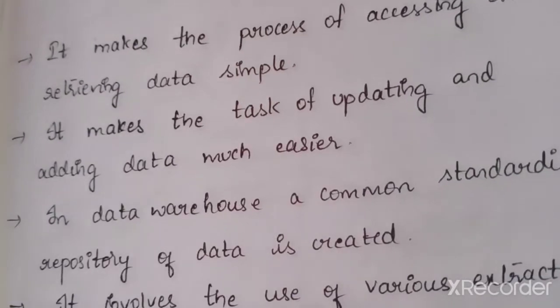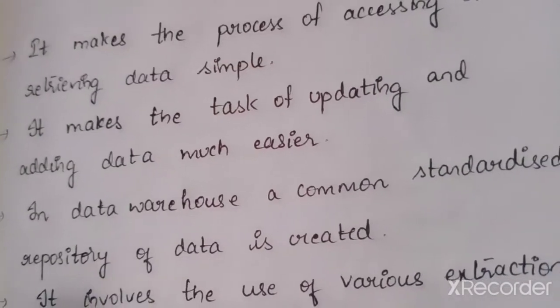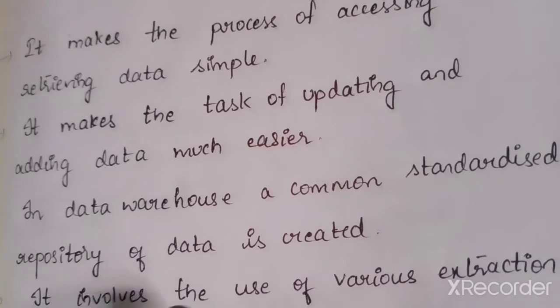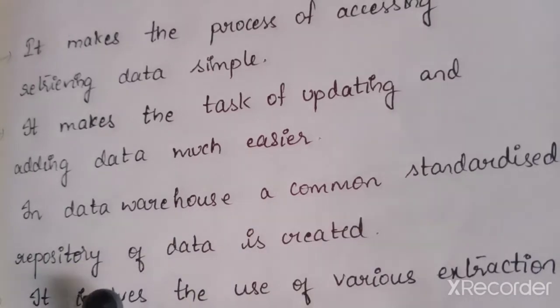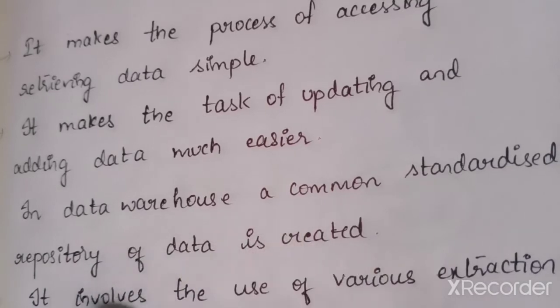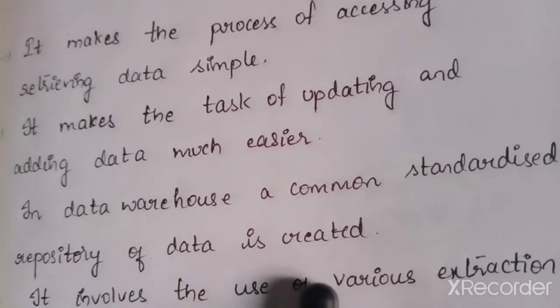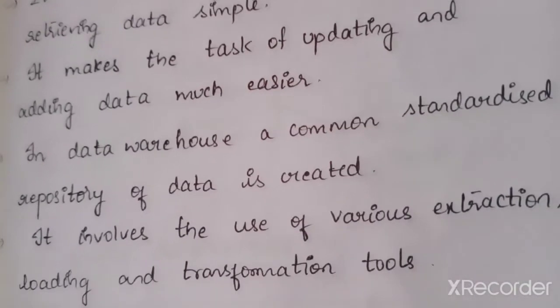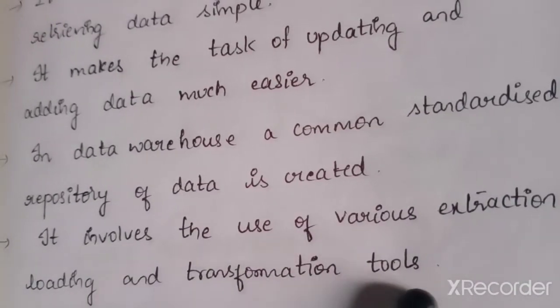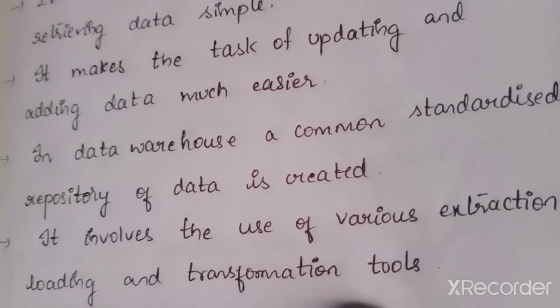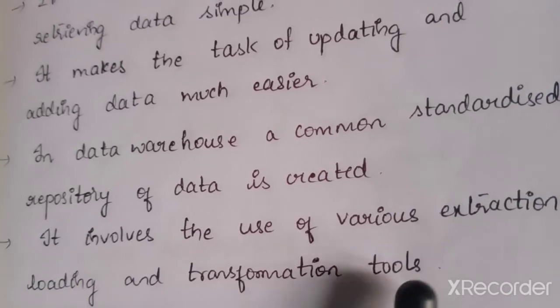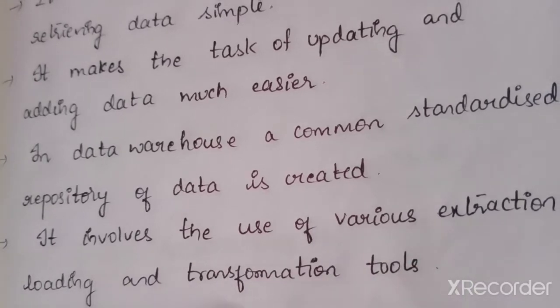Then in a data warehouse, a common standardized repository of data is created. That means the data is extracted from different sources, which is in different forms. That data is going to be transformed into a standardized, unified form. That data is created in this architecture, and it involves the use of various extraction, loading and transformation tools. Next in our class we are going to discuss extraction, loading and transformation.